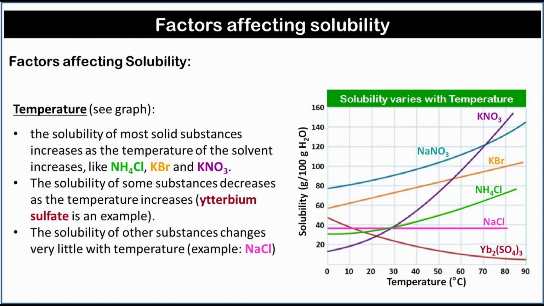The solubility of most solid substances increases as the temperature of the solvent increases. Here the solvent is water. The solubility of some substances decreases as the temperature increases. Ytterbium sulfate is an example. The solubility of other substances changes very little with temperature. Example: sodium chloride.